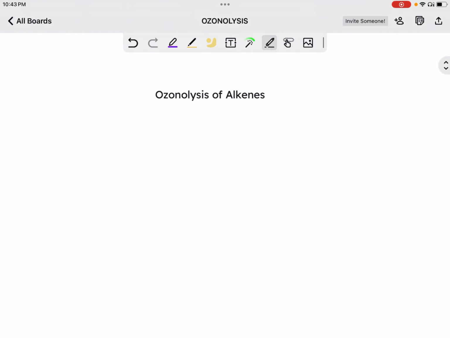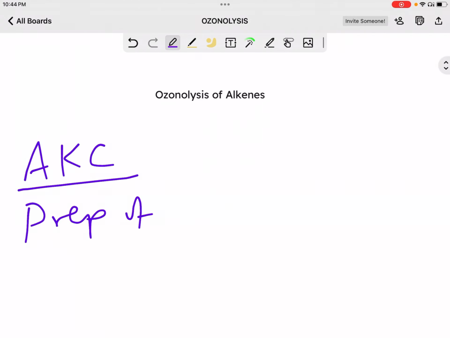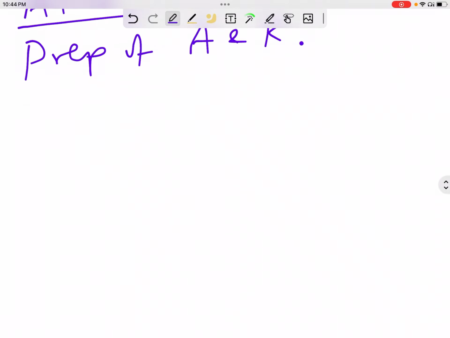In this session, I'm going to explain about the ozonolysis of alkenes. This topic is there in both the 11th standard of CBSE as well as in the 12th standard of CBSE. In 12th standard, it is there in the aldehydes, ketones, carboxylic acids chapter under preparations of aldehydes and ketones. How is this done? What is ozonolysis?